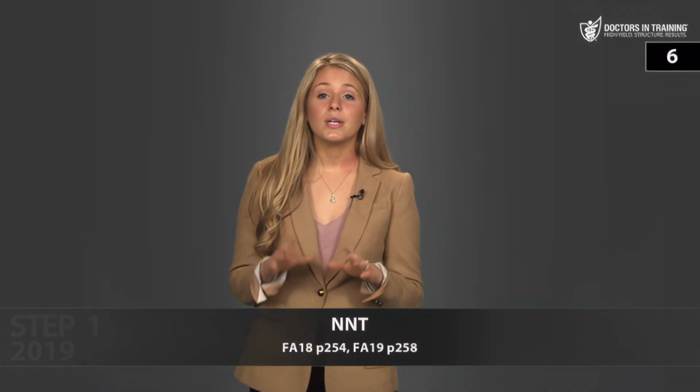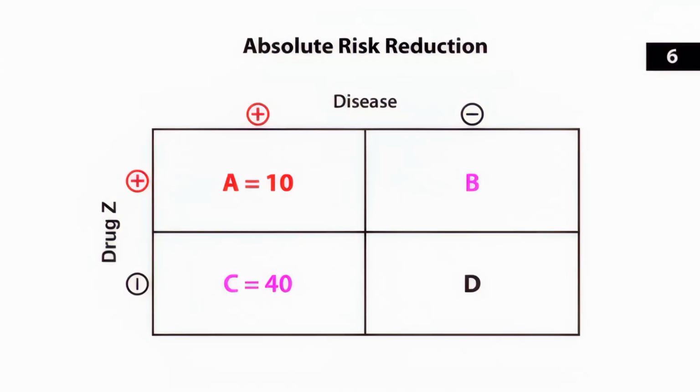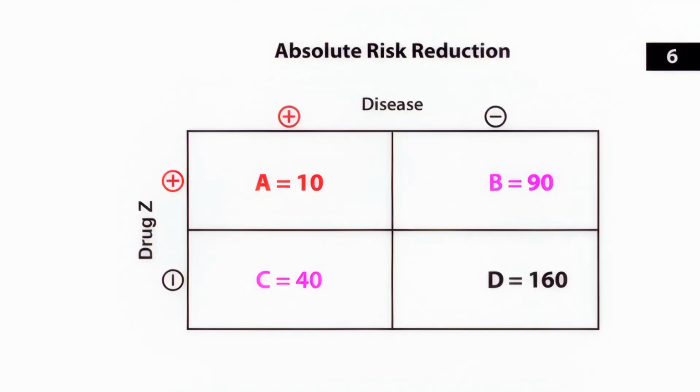So the first thing to do is set up a 2 by 2 table. A is 10 because 10 people received drug Z but still got diabetes. We know that A plus B is 100 because that's the total number of subjects that were given the drug. So if A plus B is 100 and A is 10, then B must be 90. C is 40 because this was the number of people in the control group who developed diabetes. And then if the total number of subjects in the control group was 200, then D must be 160.